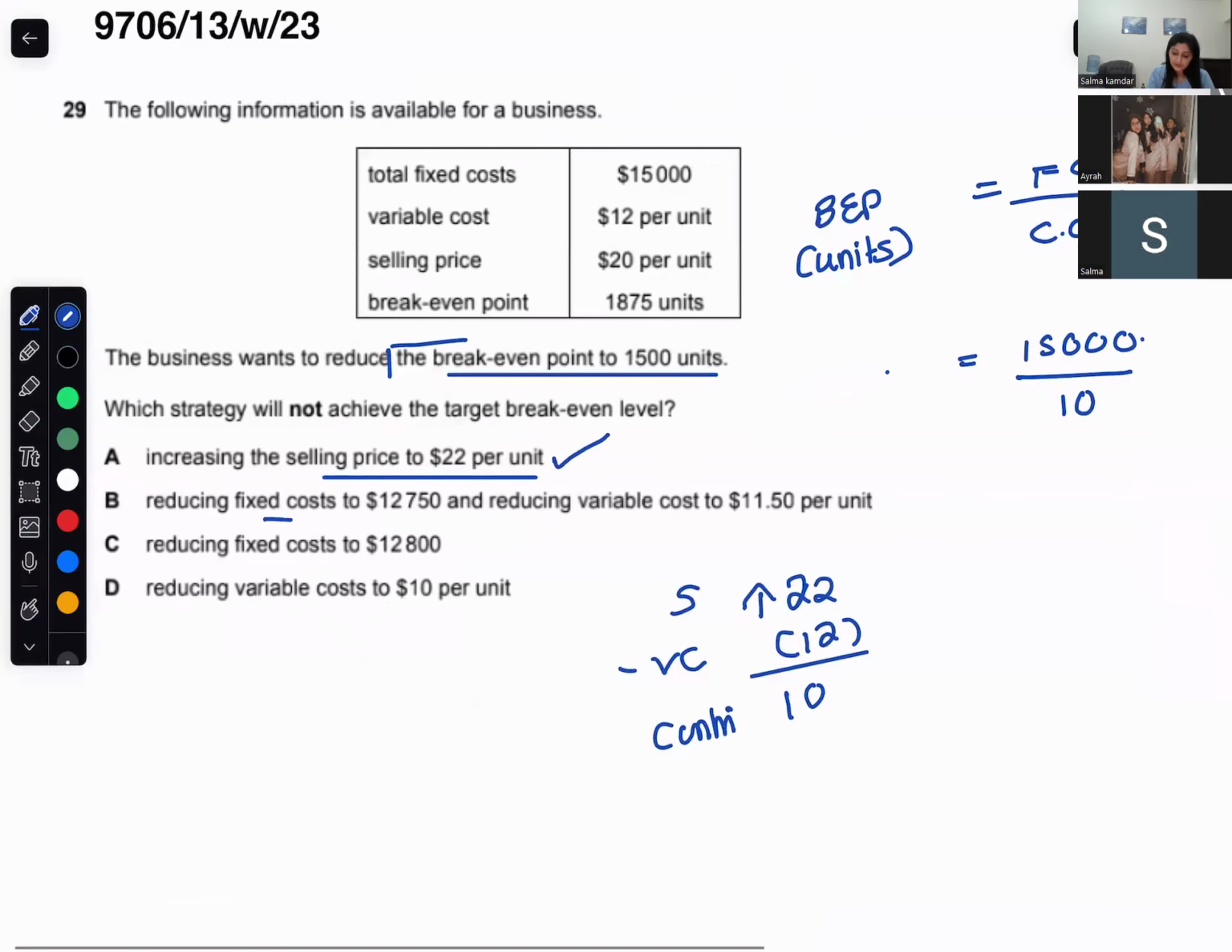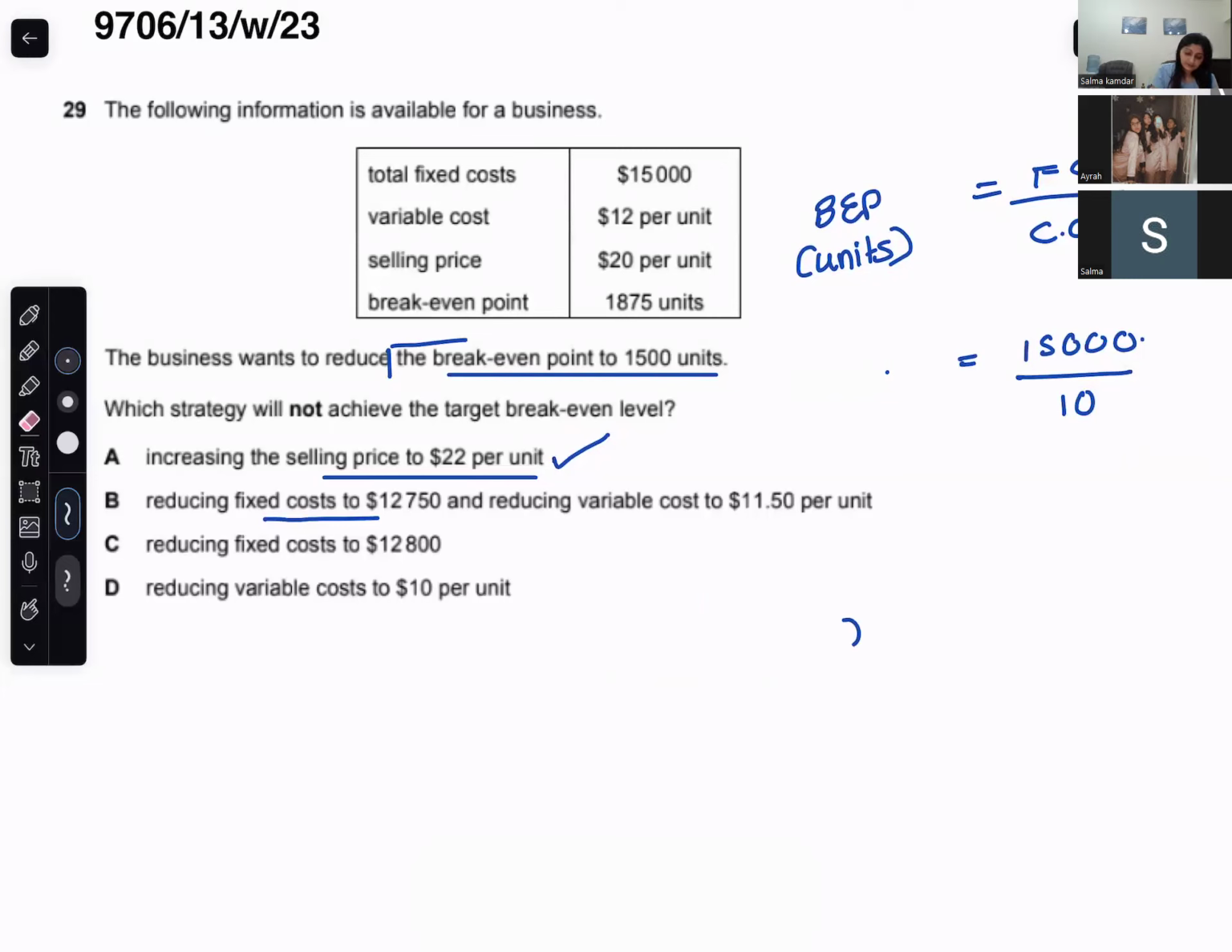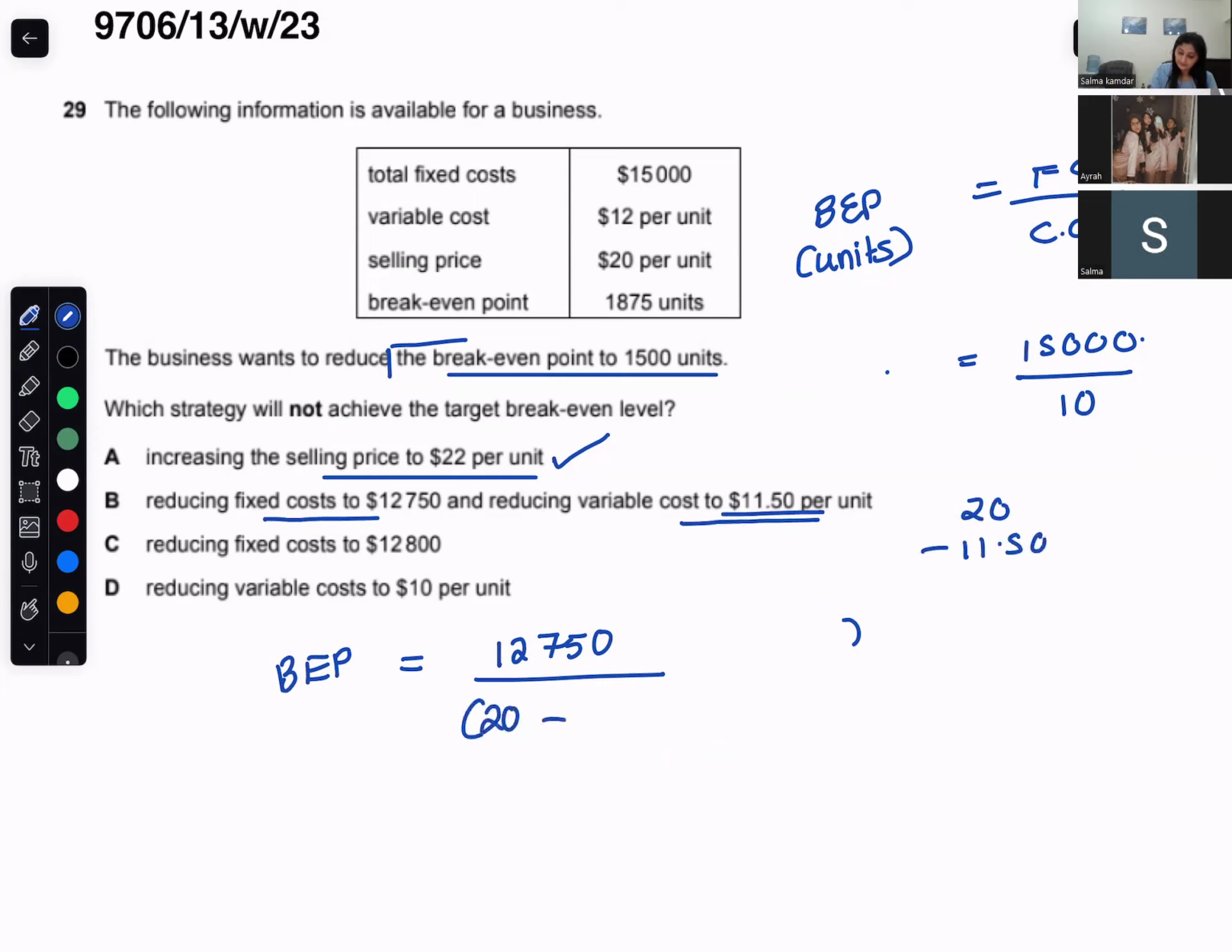Go to this one. So reducing fixed cost to 12,750 and reducing variable cost to 11.50 per unit. So break-even point will be fixed cost upon contribution per unit. It will be 12,750 upon 20 minus 11.50. So 8.5. 12,750 divided by 8.5 gives you 1,500. So this will also help you achieve it.